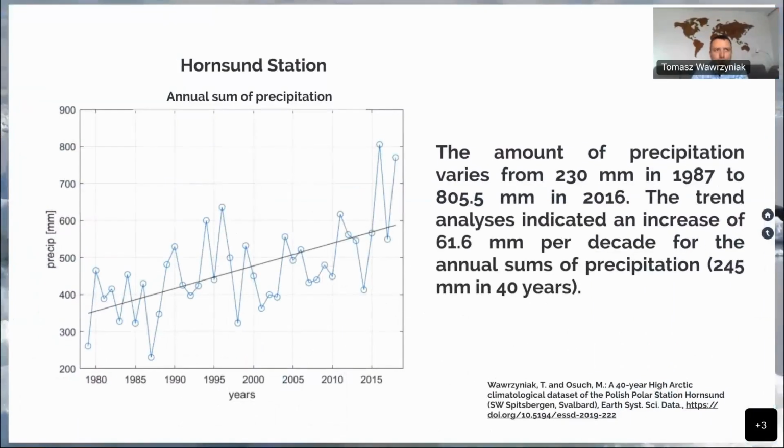So it's 4.5 higher temperature, higher annual air temperature than in the past. There is also change in the precipitation amount, and what we observe is higher rainfall, not the snowfall in Hornsund. So that's something that is also influenced by the climate change.